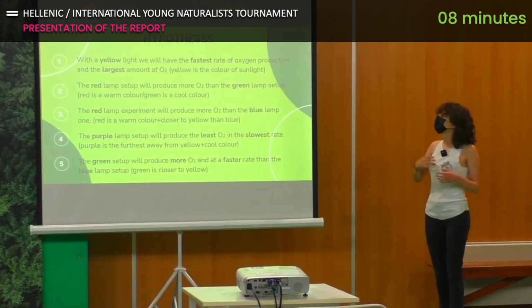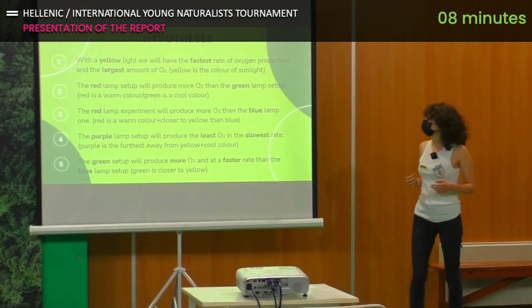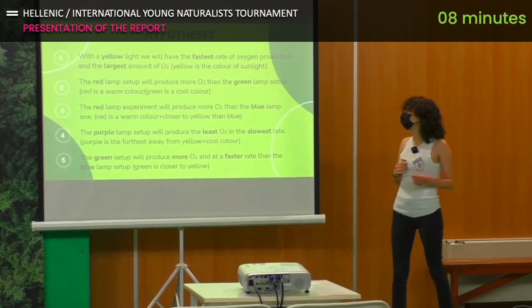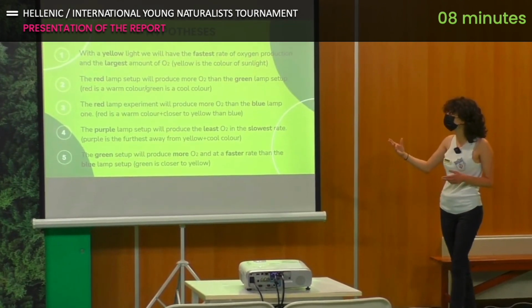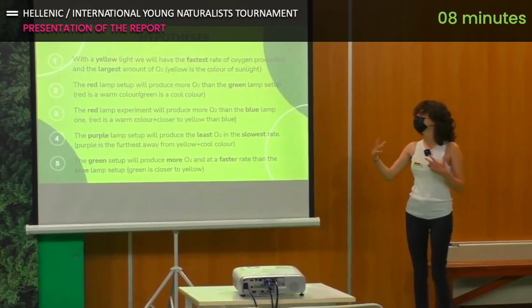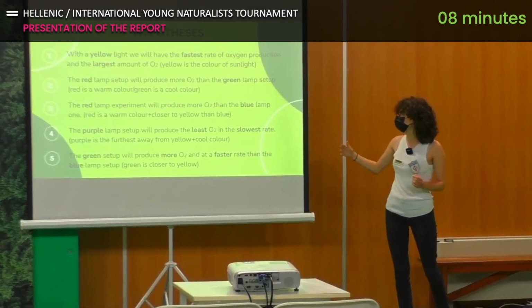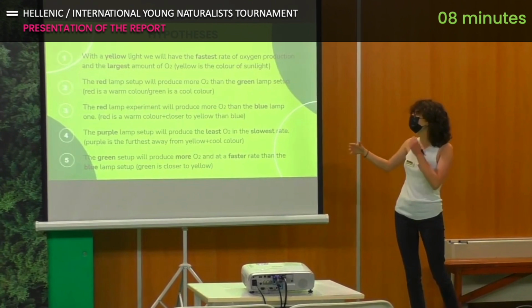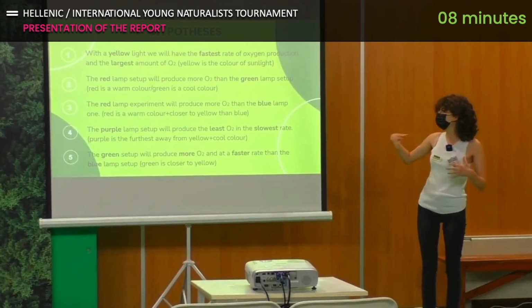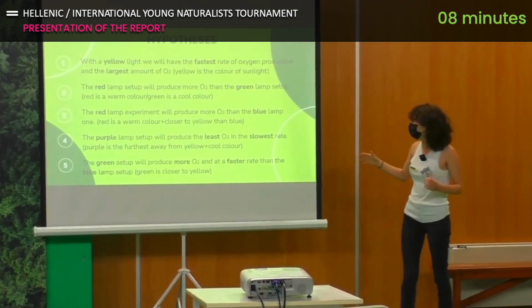is a warm color, whereas green is a cool color. Third one is that the red lab experiment will produce more oxygen than the blue lab one because red is a warm color and it's closer to yellow than blue in the light spectrum. The purple lab setup will produce the least oxygen and at the slowest rate because purple is furthest away from yellow in the light spectrum and it's a cool color.